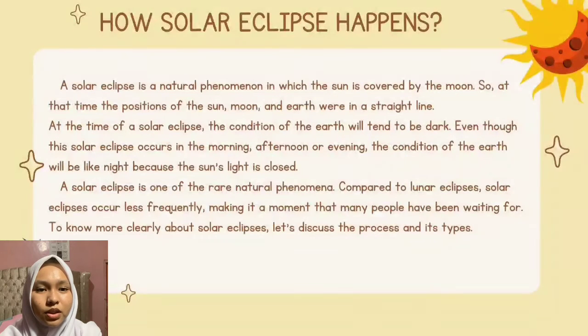A solar eclipse is one of the rare natural phenomena. Compared to a lunar eclipse, a solar eclipse occurs less frequently, making it a moment that many people have been waiting for. To know more clearly about solar eclipse, let's discuss the process and its types.